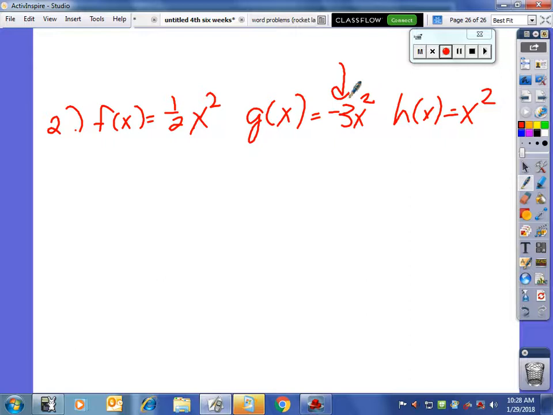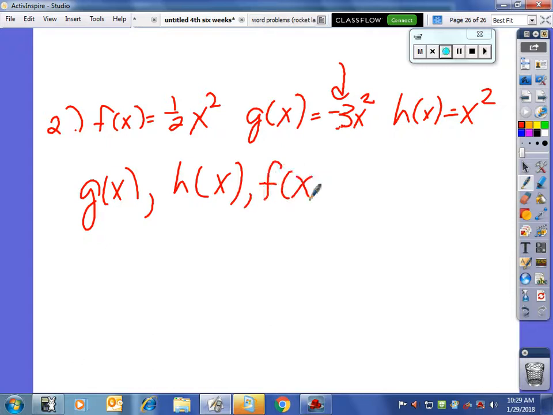G of x is the skinniest. Okay, now what does the negative sign do to it? It also makes it go down, but this one's just going down, but it's also down and skinny. What's the next narrowest? H of x, the parent function. And what's the fattest? F of x. Does that make sense?